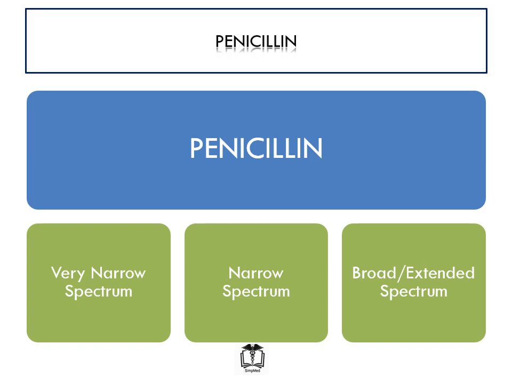What are the classifications of penicillin? Penicillins can be classified in two ways. To classify them as either very narrow spectrum drugs, narrow spectrum, or broad and extended spectrum. This is based on the spectrum of activity. We'll use this particular classification when talking about the examples of penicillin next.